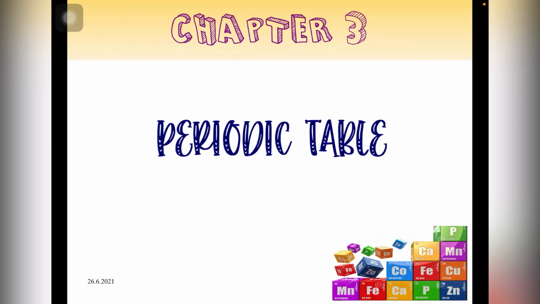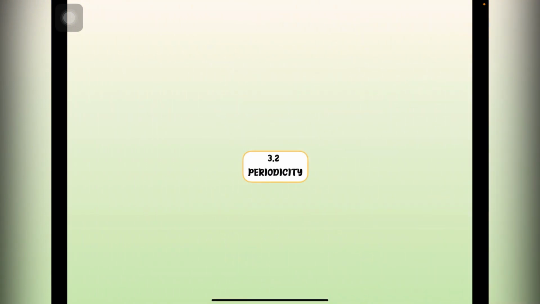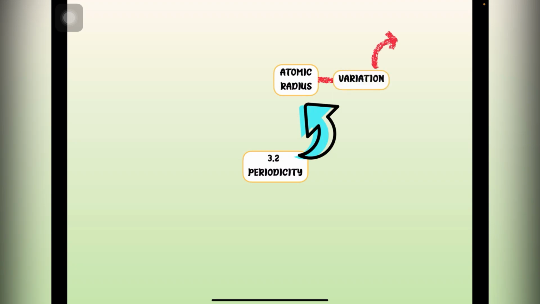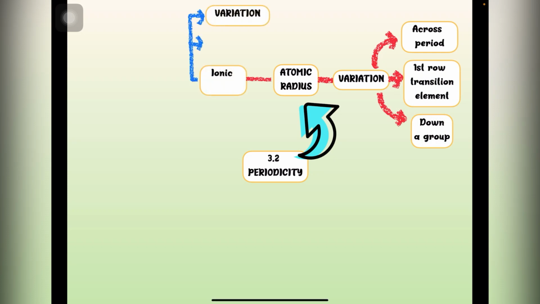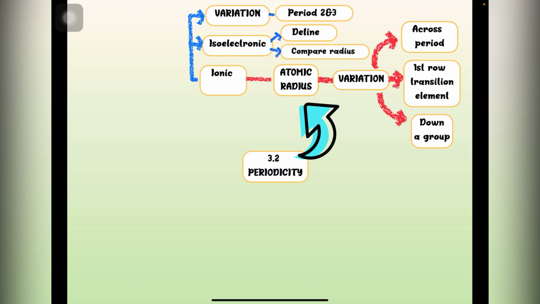Everyone, Chapter 3 Periodic Table. In 3.2 Periodicity, you will learn about the atomic radius and its variations across a period, across the first row transition elements, and down a group. You also need to compare with the ions, where you will see the variations of the ions for period 2 and 3. You will see the isoelectronic ions, which you have to define and compare the radius between them.